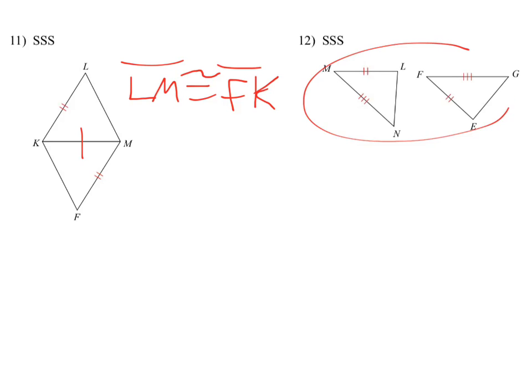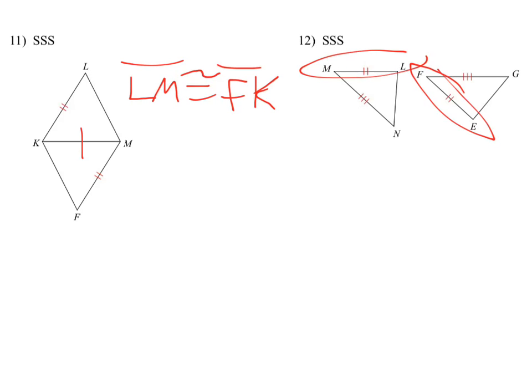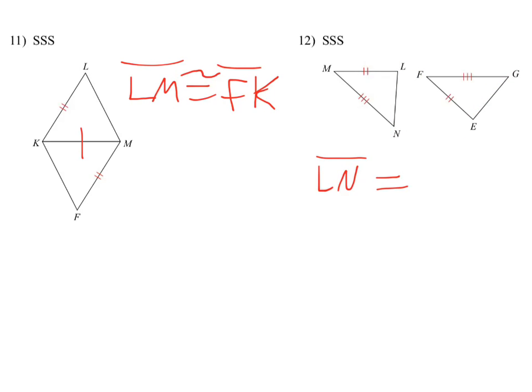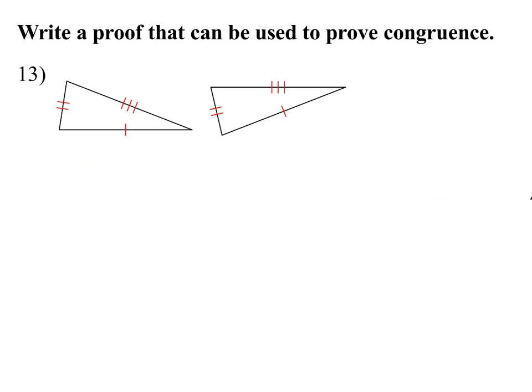And then 12, we have our two pairs of segments, FE congruent to ML, and then MN congruent to FG. And we just need the last sides to match up in order to get congruence. So if LN was congruent to EG, the segment EG, then we would have congruence by side, side, side. And that brings us to our last section.